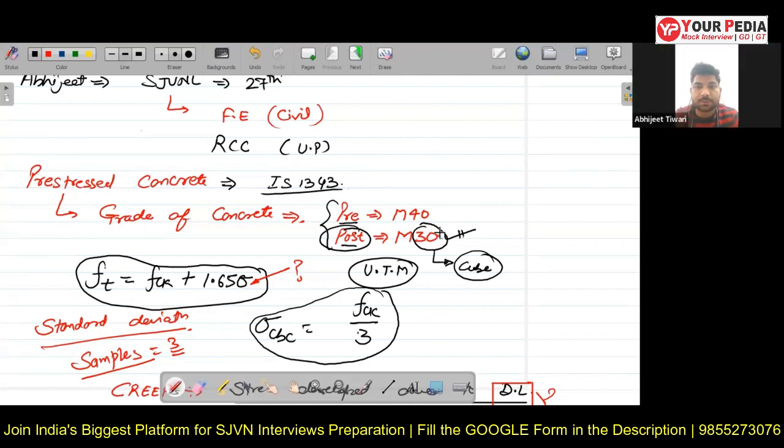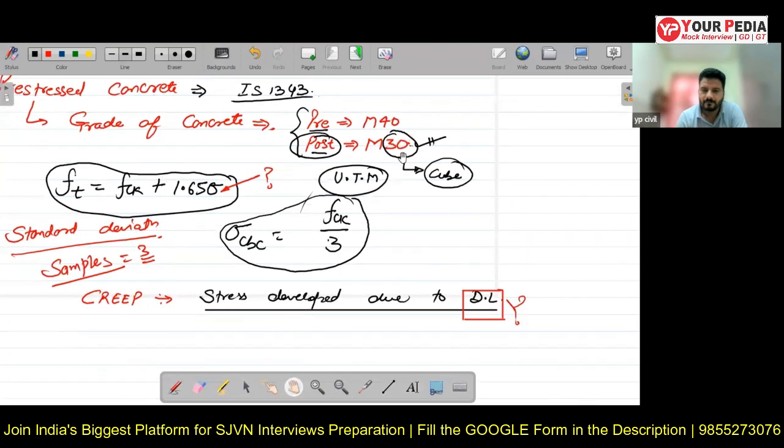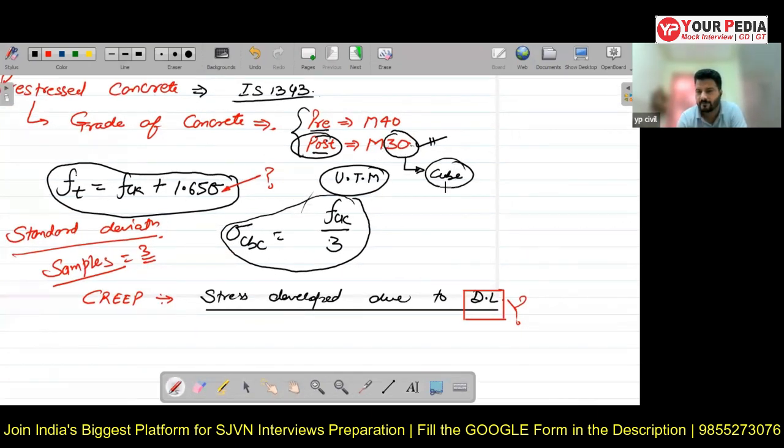What is the type of the pre-stressing work? If they mention pre or post, then you have to go accordingly. Now, this 30 is what? Even 30, 40, this is the characteristic compressive strength of concrete cube. Standard size that we have is 150 millimeter at 28 days, in Newton per square millimeter.